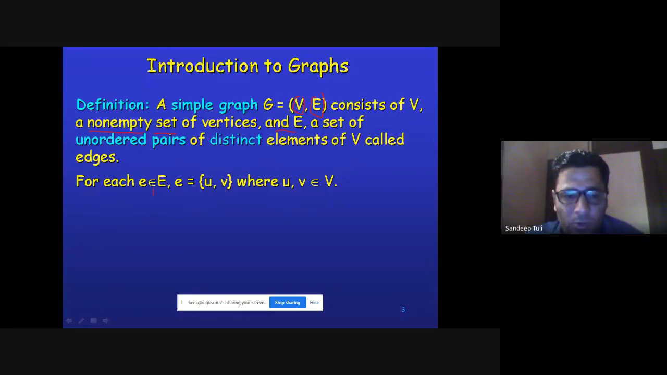For each small e belongs to capital E, if there is an edge like that, U to V, where U and V belong to the vertex set. So what does it mean actually? Suppose this is U and suppose this is V, the two vertices are there and one edge is there. So that edge will be represented by e. So e is an ordered pair or unordered pair of U and V. Can anybody tell me what could be the meaning of ordered and unordered now?